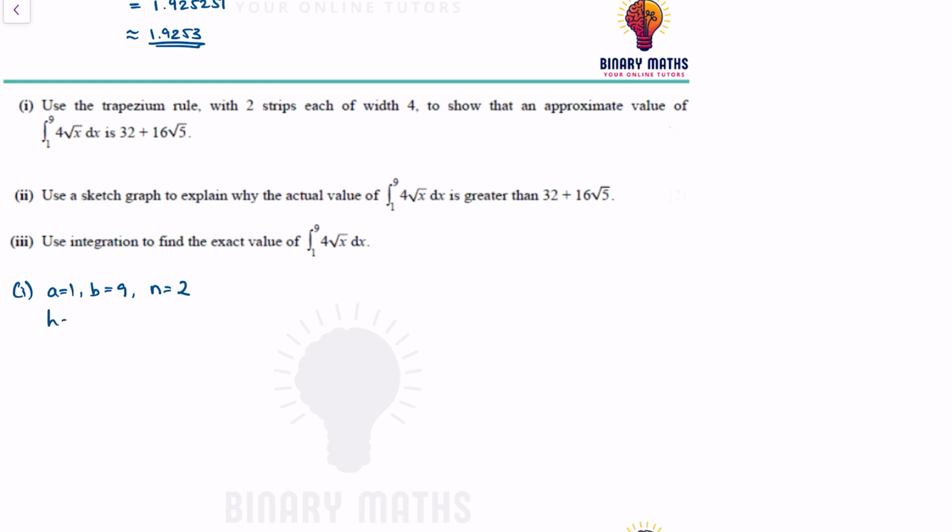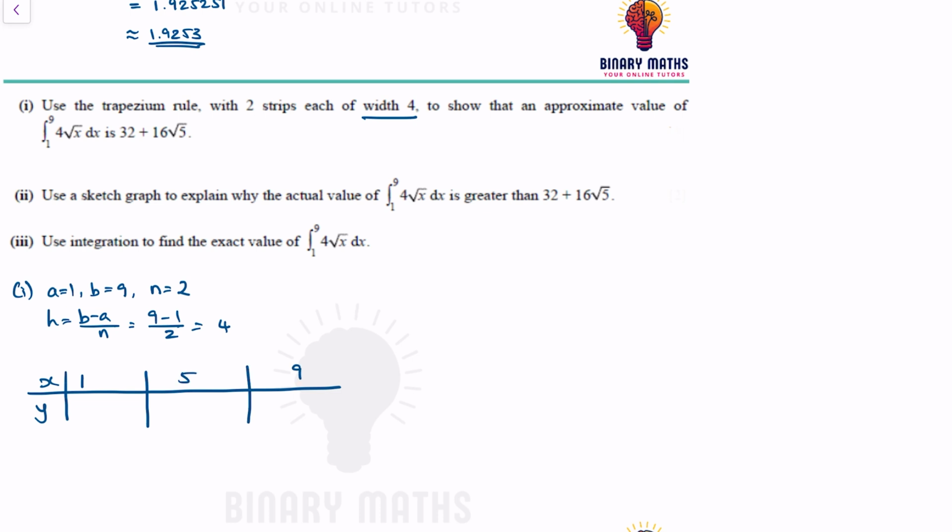So h is equal to b minus a over n, which is equal to 9 minus 1 divided by 2, which is 4, which we had there anyway. That means in my table of values, my first x value is 1. 1 plus 4 is 5, so the next x value is 5, and the next x value will be 9. So I get 3 y values, which you do get with 2 strips, okay?